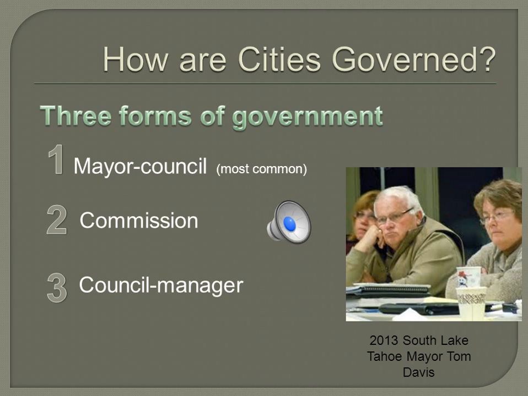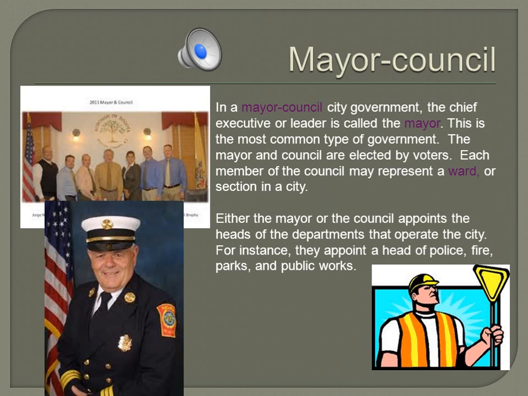There's the mayor council, and it's the most common. There's one called a commission. And then third, there's a council manager. In 2013, our South Lake Tahoe mayor, which we have, is a mayor council. His name is Tom Davis. Cities are usually governed by one of three forms of government, and so we're going to discuss the first form. It's the most common, the mayor council.